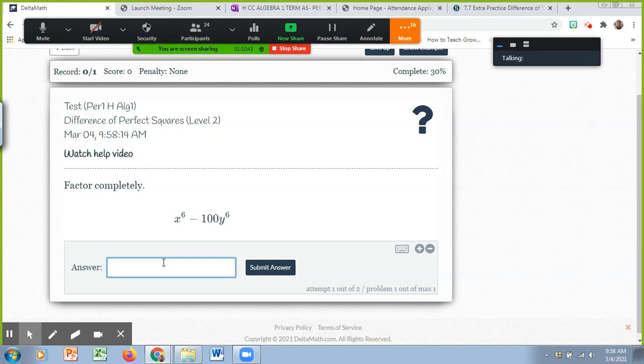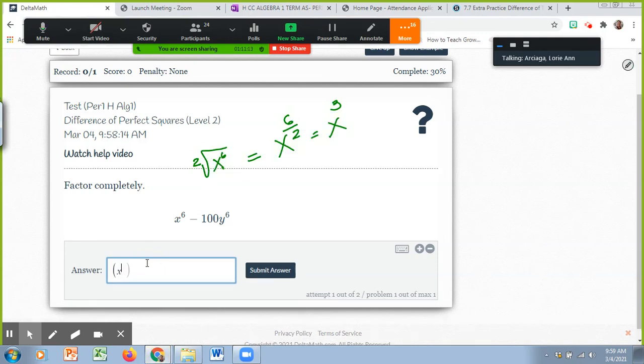Okay. So, for example, the x to the 6. So square root of x to the 6, remember square root has an index 2. Remember the in and out pattern. The in goes up, the out goes to the bottom. So that's going to be x cubed, right? So this should be x cubed minus the square root of 100 is 10, right?